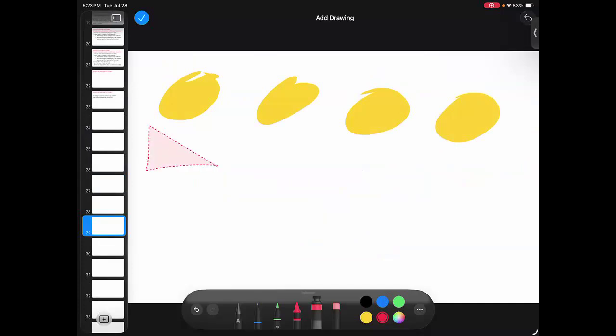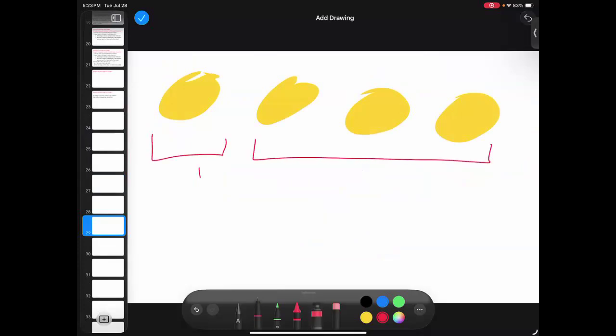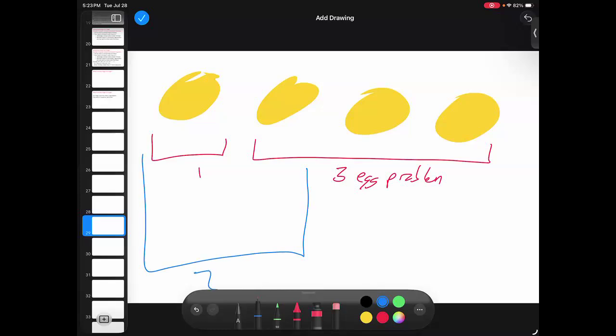Okay. So, oops, I don't want to do that anymore. I want to switch to this. So here is my first egg, and then the 3-egg problem. Right? Can somebody give me another way I could break these eggs up? Yeah. What if I broke them up into 2, and then a 2-egg problem?